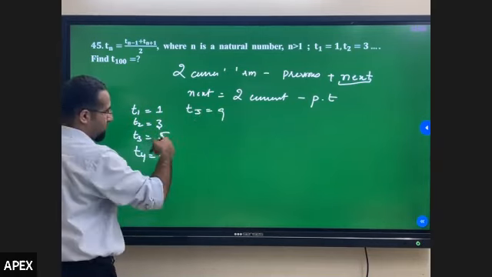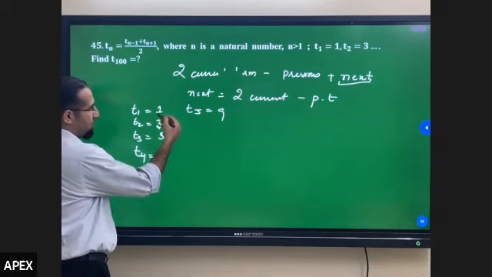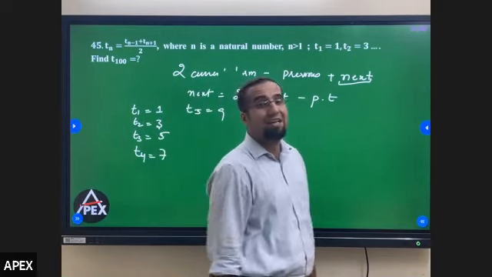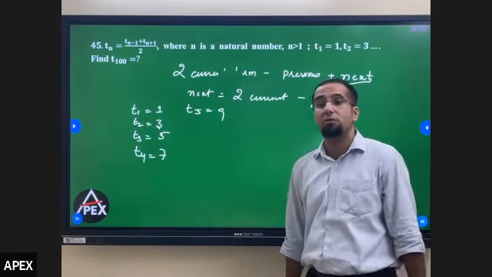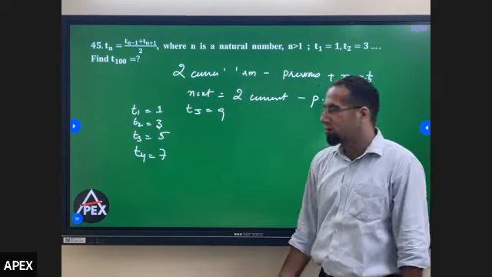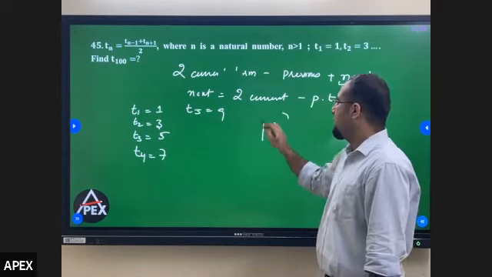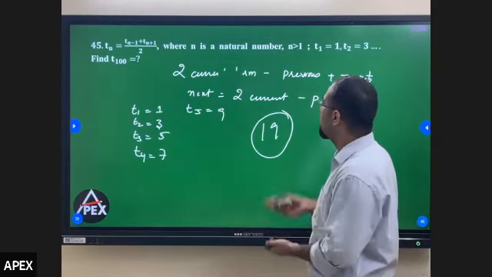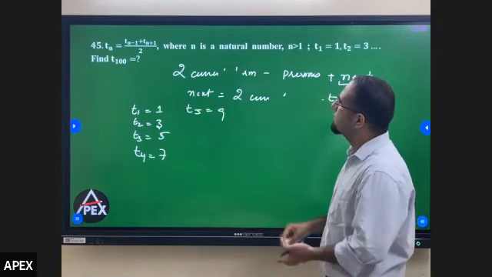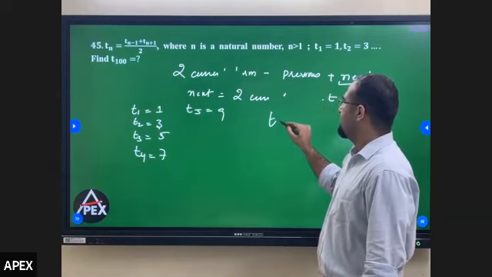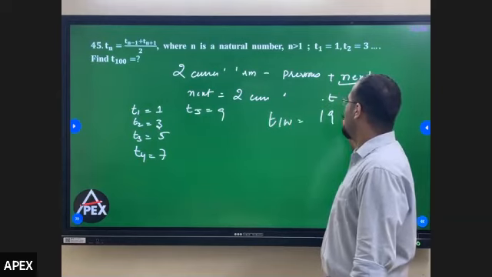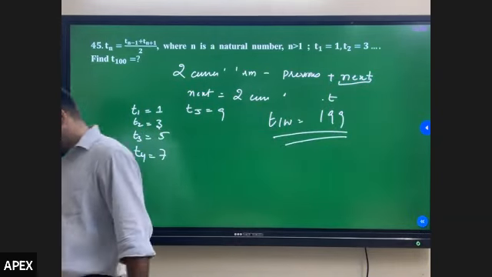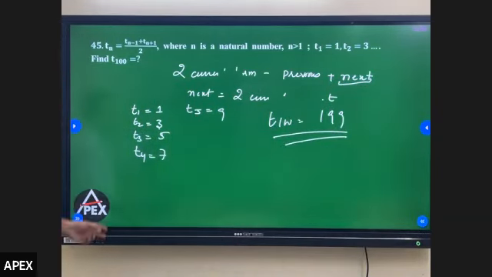So I see these are my odd numbers: first odd number, second odd number, third odd number, fourth odd number, fifth odd number. So if I'm talking about my 10th odd number, the 10th odd number is 19. Oh sorry, is it T100? Then it's the 100th odd number. T of 100 is equal to 100 odd, 100 even. Clear?